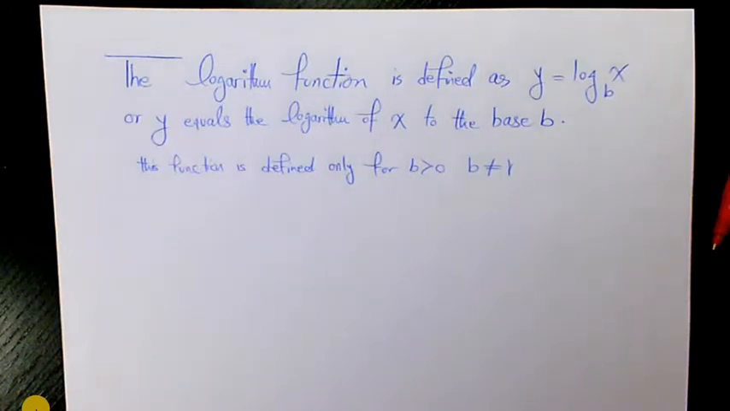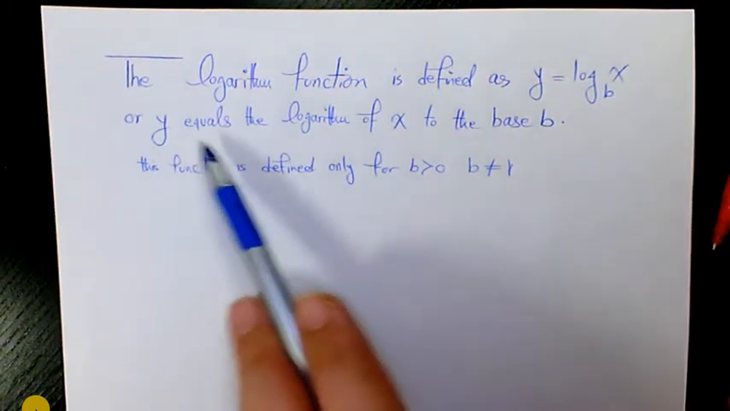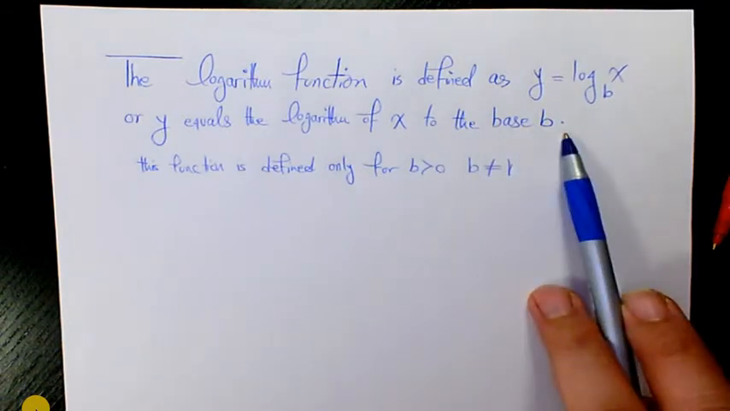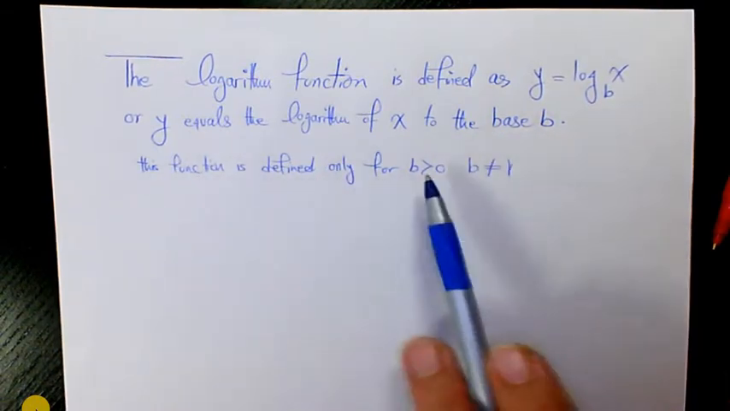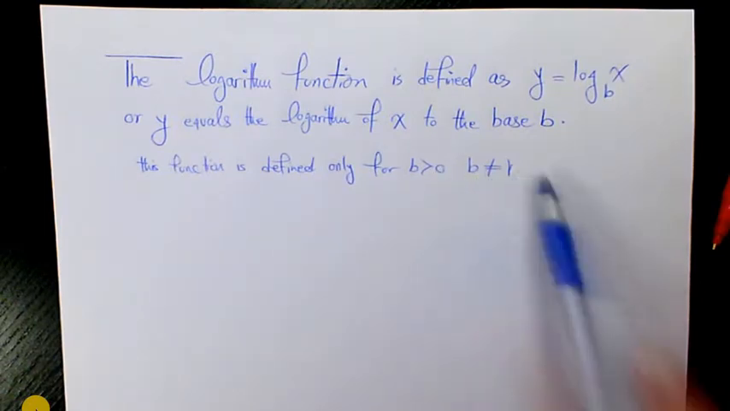Welcome to another video. In this video I want to talk about the logarithm function and I'm going to show you some examples. What is the logarithm function? The logarithm function is defined as y equals log x base b, or you call it y equals the logarithm of x to the base b. And this function is defined only for x greater than 0 and b cannot be equal to 1.